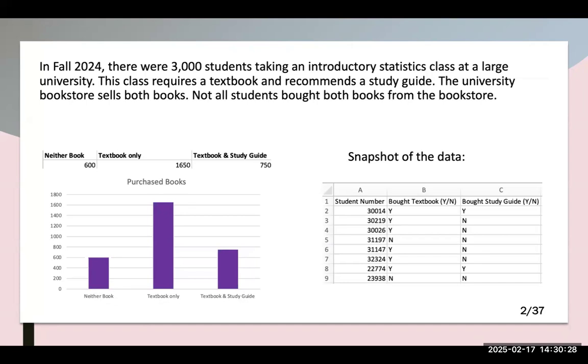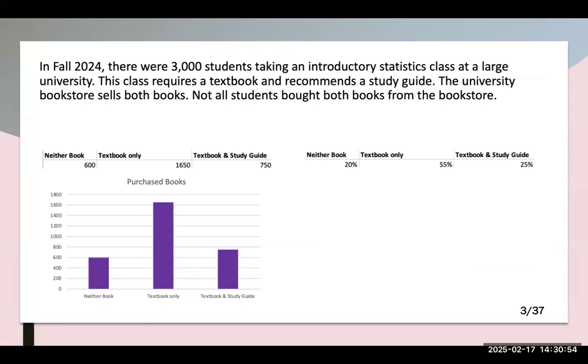So it makes sense for a company like the bookstore or the university to wonder how many books they need to order for next semester, or how much money they expect to generate with revenue from students buying books. So those are the types of problems we're going to look at in this PowerPoint presentation.